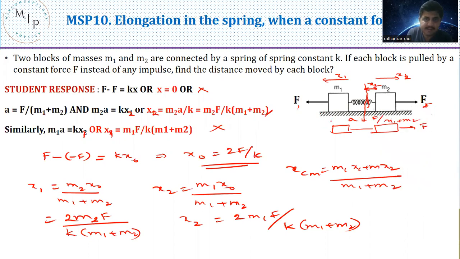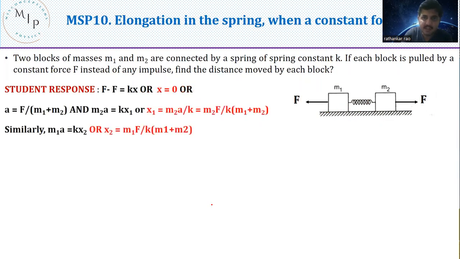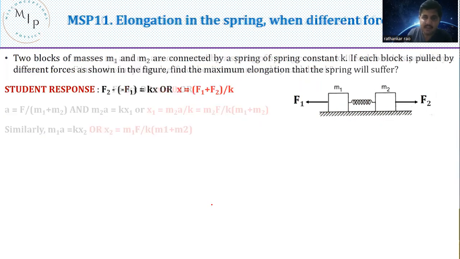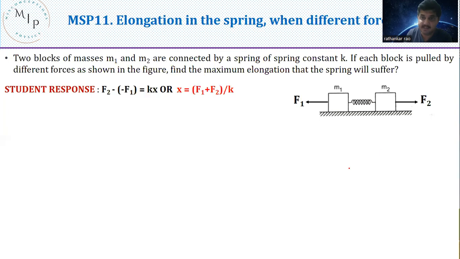So I had said that if the same forces are applied, then what is the distance moved by both of them? Then I showed you an example. Now the question I had posed at the time was, if the forces are not the same, definitely this is F2 and this is F1. Now what will happen? How do we do it?